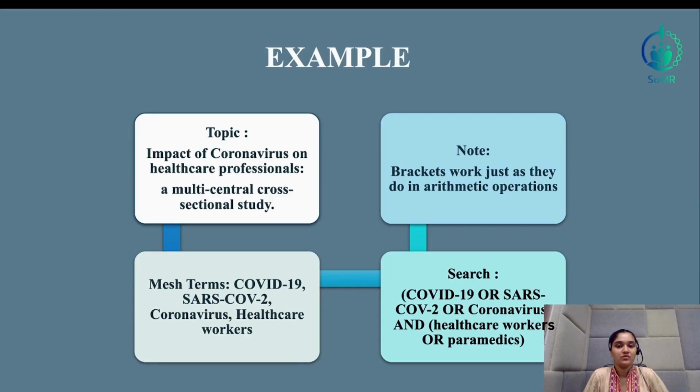So here we have an example topic, and we're going to discuss what the mesh terms for this will be and how we're going to do the literature search for this. I hope you understand mesh terms by now, and how to use brackets and Boolean operators. The topic is impact of coronavirus on healthcare professionals, and it is a multi-centre cross-sectional study.